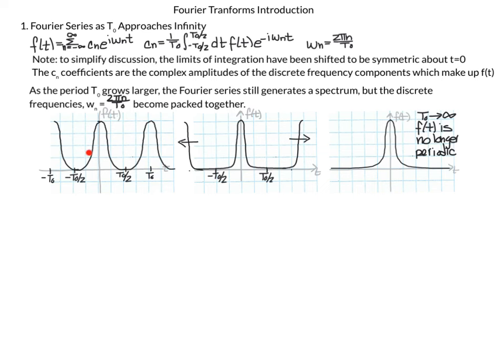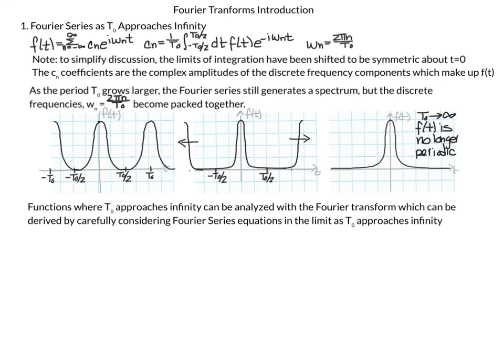So here we have our original Fourier series with period of t0, and it's symmetric about our t equals 0 axis. As we stretch out our period, our function stays the same, but now we're going to stretch it out over both sides until we have this function that is no longer periodic. And just a note, since t0 is becoming larger, this omega n becomes smaller and more packed together. Then functions where t0 approaches infinity can be analyzed with the Fourier transform, which can be derived carefully considering the Fourier series equations over here in the limit as t0 approaches infinity.